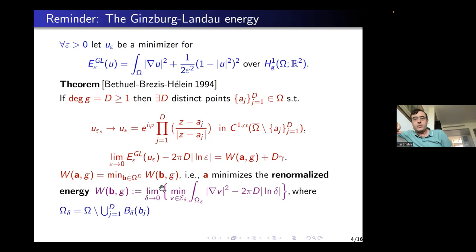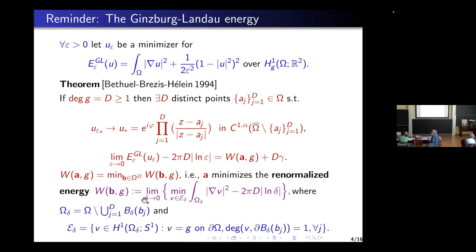And what it is: once you choose the points b_1 to b_d, you take a small disk around each of them of radius delta, and you take all these disks away. This gives you the perforated domain omega delta. You consider E delta, the set of S1-valued maps on this perforated domain that satisfy the boundary condition g at the outer boundary, the boundary of omega, and on each of the circles, you just prescribe the degree to be equal to one.